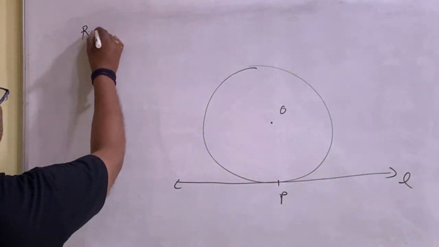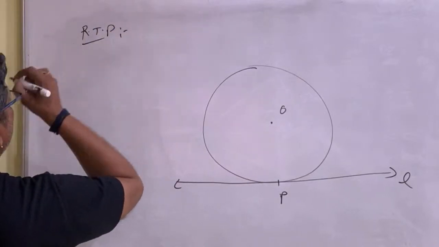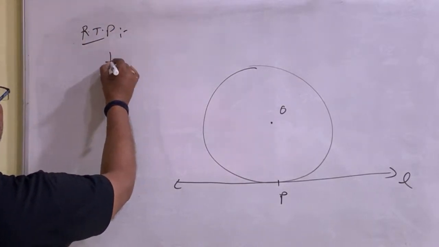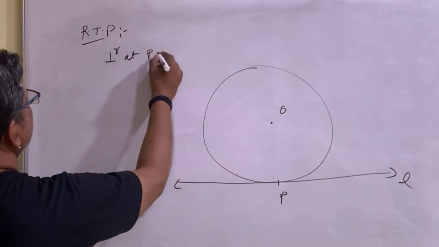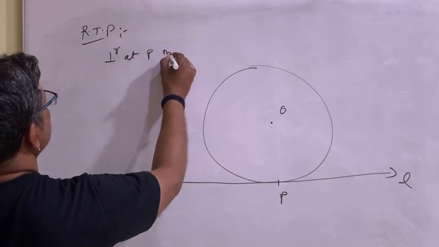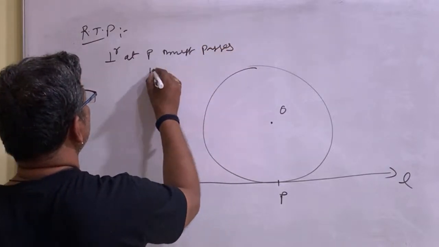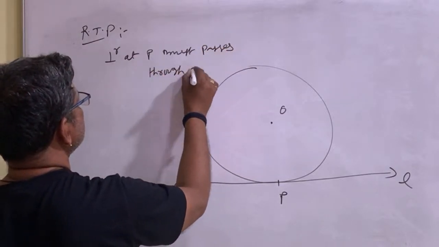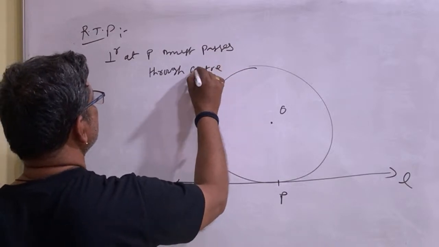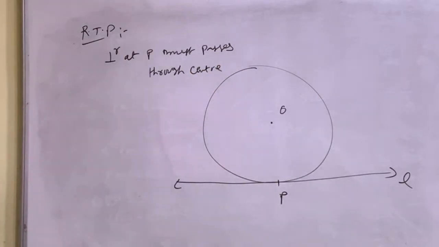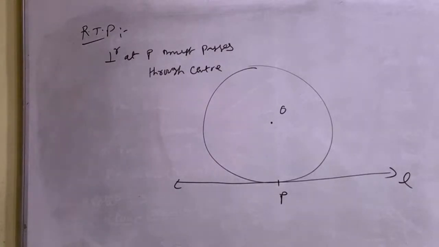Required to prove: the perpendicular at P must pass through the center. The perpendicular that is drawn at the point of contact must pass through the center. That is what we have to prove. Okay?